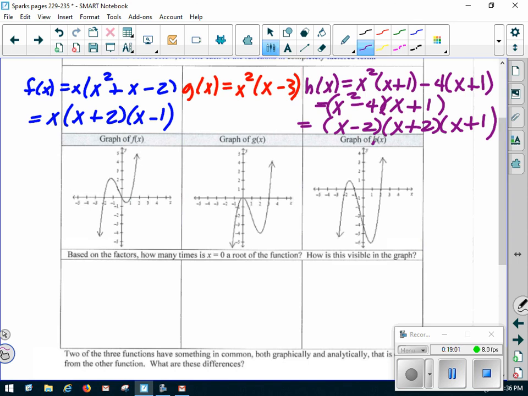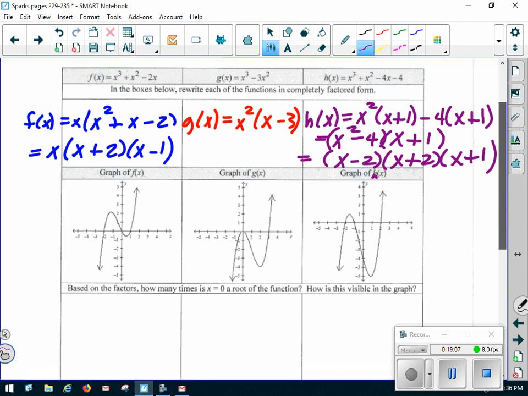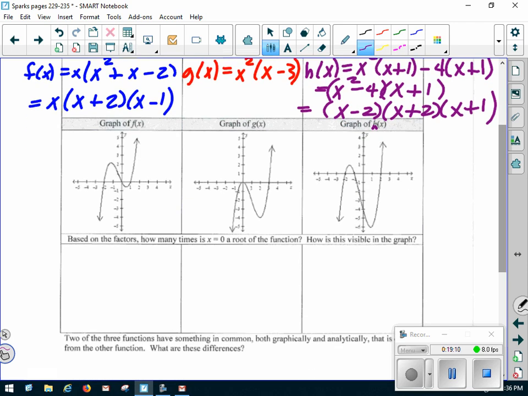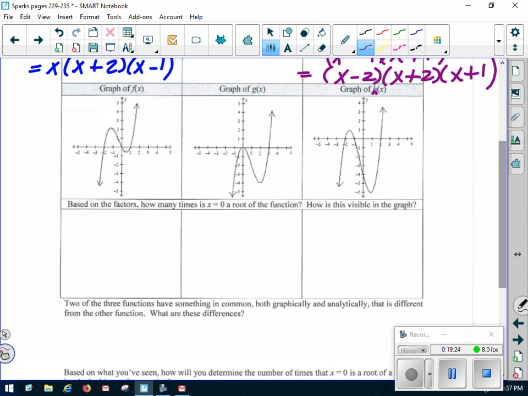0 has a multiplicity of 2, 3 has a multiplicity of 1. Here, what are our roots? 2, -2, and -1. This was a cubic. That accounts for all of our roots, correct? All have a multiplicity of 1. We good there? Now let's look at the bottom there. Based on the factors, how many times is x equals 0 a root? How is it visible in the graph? How many times is x equals 0 a root right here? Once? How can you tell by looking at the graph? Good. Doesn't change concavity, and the graph is also not tangent. The graph crosses the x-axis smoothly at x equals 0.